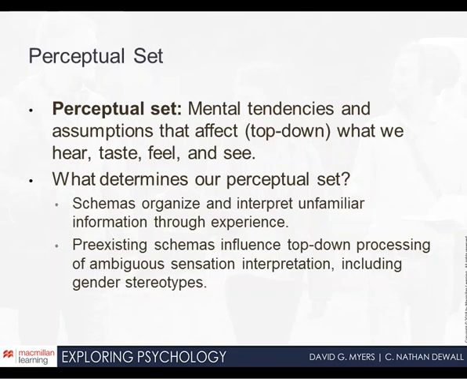We have schemas that we talked about initially in the chapter Development Across the Lifespan with Jean Piaget. These schemas help us to organize the world. And if we have pre-existing schemas, when we get ambiguous sensations in, we'll use those schemas, correctly or not, stereotypically or not, to help us interpret what's going on around us.